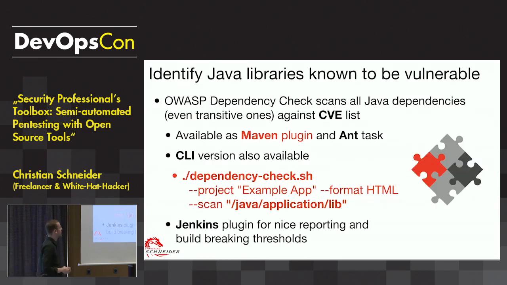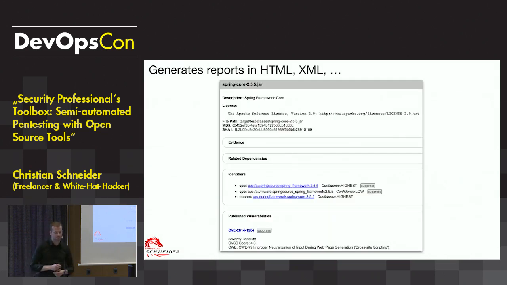So it's a very nice Maven plugin, also a very nice command line script that you can use to check all those dependencies. There's a Jenkins plugin also available, which is nice for reporting and configuring thresholds of when to break a build. So for example, when you have a vulnerability found in one of your dependencies higher than the CVSS score of 7, which is quite high already, then you can configure the build to automatically break, or at least become unstable.